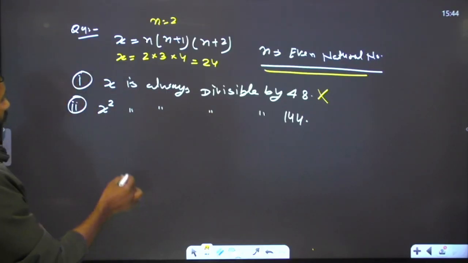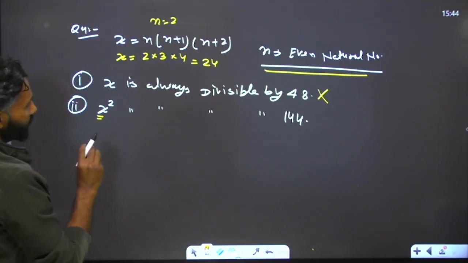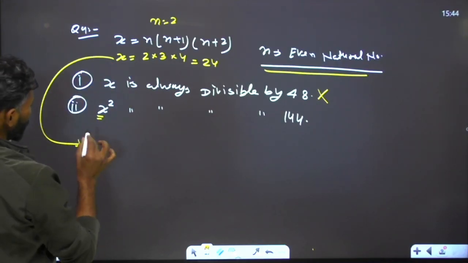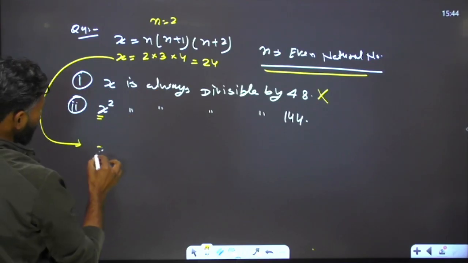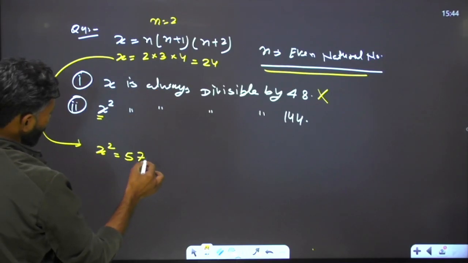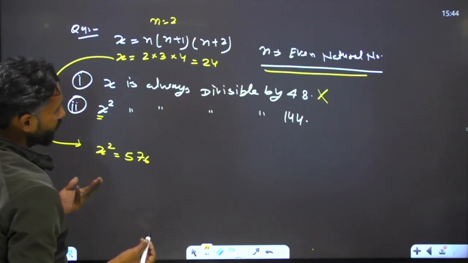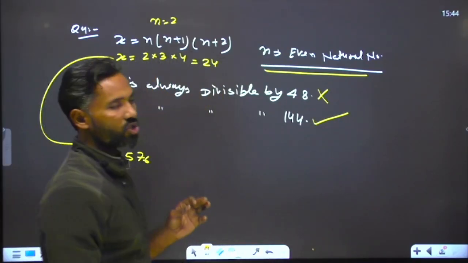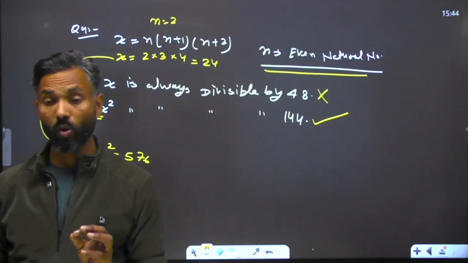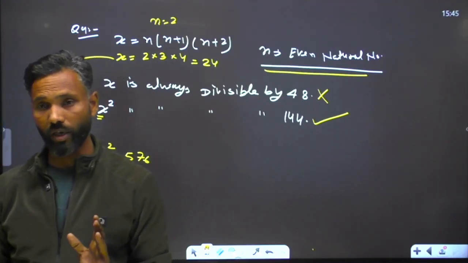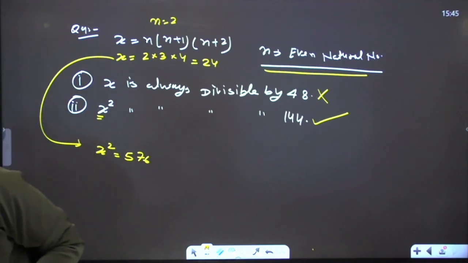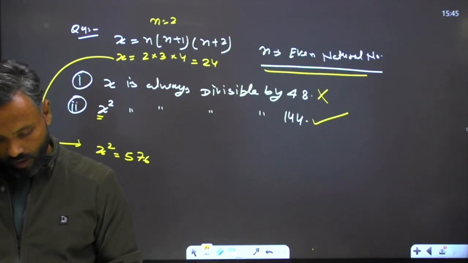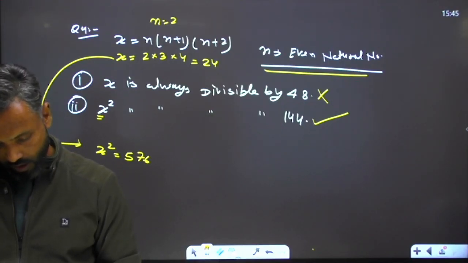Now in the second statement it is said that x square is always divisible by 144. So we are going to calculate the square of x. X is 24, so x square equals 576. So it is obviously divisible by 144. So we can say only statement 2 is correct, and 1 is not correct. Understand that? I'm looking at one more question, and after that we will discuss the things in the next video.